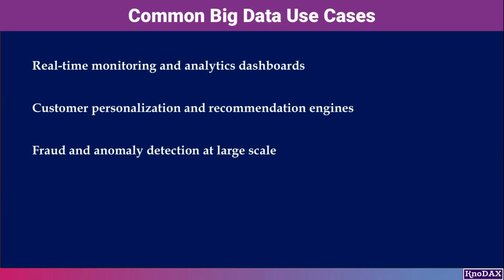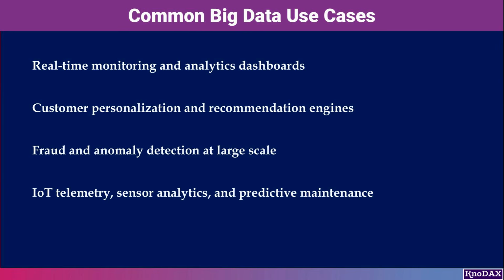Big data platforms also enable fraud and anomaly detection at scale, allowing organizations to identify unusual patterns across billions of events with very low latency. And finally, industries that rely on devices and sensors, such as manufacturing, transportation, and energy, depend on big data for IoT telemetry, sensor analytics, and predictive maintenance, helping them reduce downtime and optimize performance. These examples illustrate how big data systems deliver real business value. Next, let's explore the ecosystem of technologies that make these use cases possible.